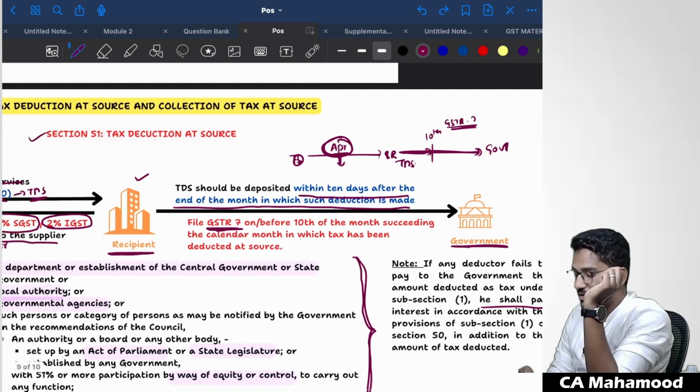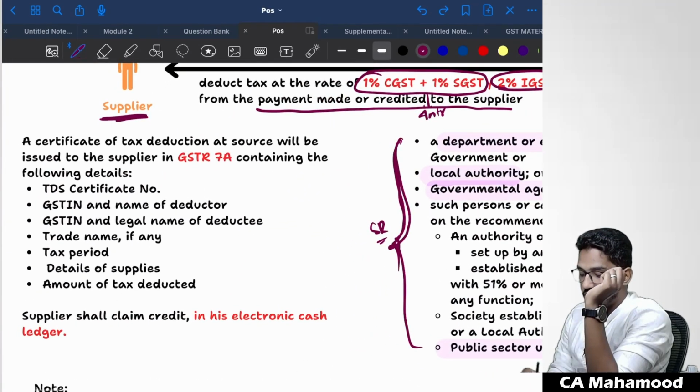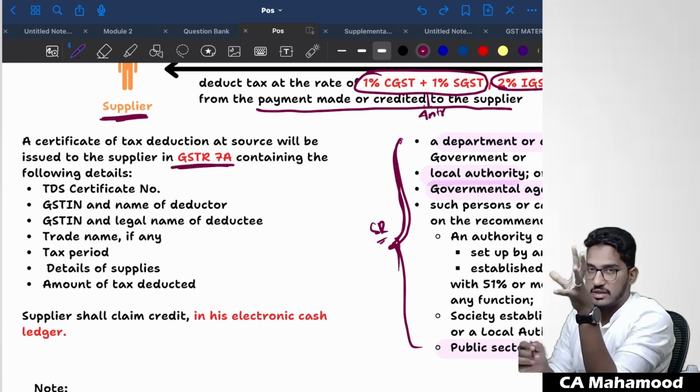So this recipient will file GSTR 7 and deposit that tax amount with the government. Now once he files the GSTR 7 and deposits the tax amount with the government, then the supplier, in his common portal, will have one statement made available, GSTR 7A, the TDS certificate we call it.